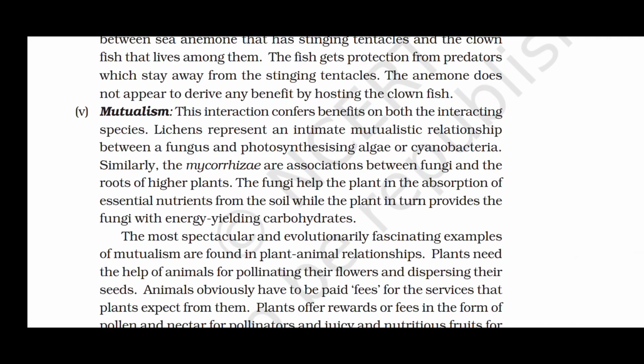Mutualism. This interaction confers benefits on both the interacting species. Lichens represent an intimate mutualistic relationship between a fungus and a photosynthesizing alga or cyanobacterium. Similarly, the mycorrhizae are associations between fungi and the roots of the higher plants. The fungi help the plant in absorption of essential nutrients from the soil, while the plant in turn provides the fungi with energy-yielding carbohydrates.